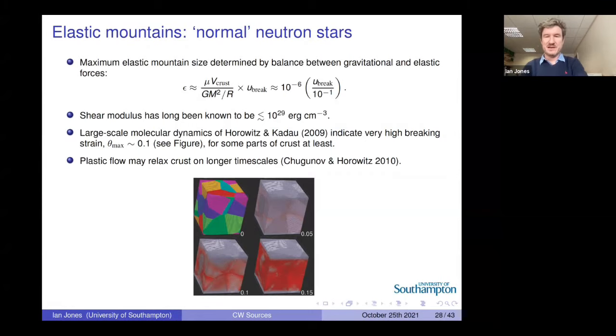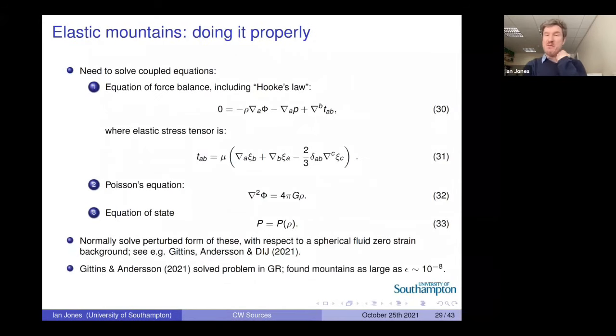There are big caveats to this. The simulations of Horowitz and Kadau lasted some small fraction of a second of real neutron star time, and it could be that plastic relaxation occurs on longer time scales. So you need to treat this with caution. But what this is telling us is that to some sort of first calculation, maybe you could get mountains as big as 10 to the minus 6 on a neutron star. So this is now like a theoretical microphysics-based estimate, quite different from those energy-based upper limits that we talked about before. That was just the back of the envelope argument.